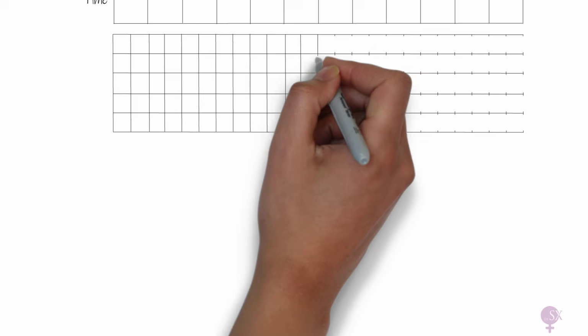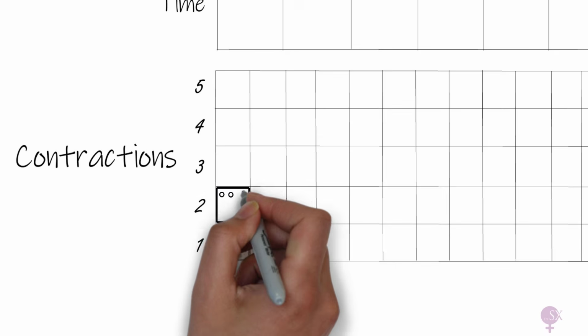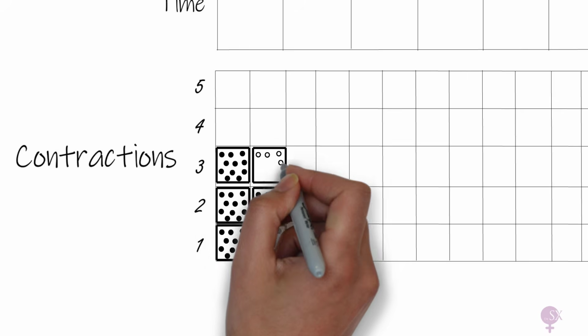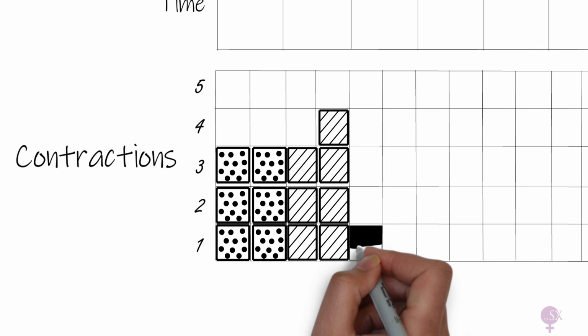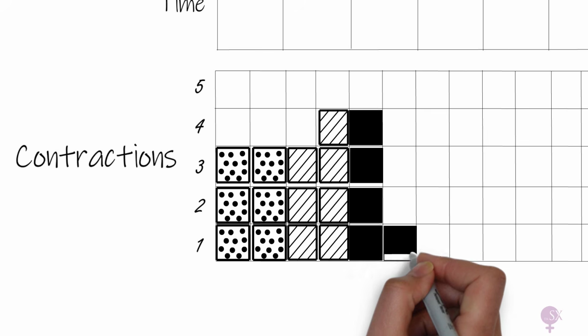Next up, we've got the contractions. So the boxes are shaded depending on how many contractions the mother is experiencing every 10 minutes and how long each contraction lasts. This assessment is performed every hour. So this is an example of the contraction assessment being filled in on a partogram.